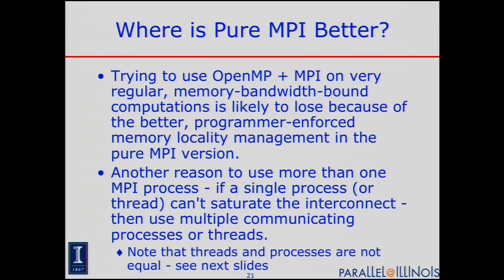Where's pure MPI better? If you really need to manage locality, and you're really very bandwidth bound. In some cases, just sticking with single processes, single threads that are looking at just a strip through the system and being very careful to manage locality will do as well as you can do with anything. The extra benefits that you might get from having multiple threads don't cover the extra overhead of managing those extra threads.